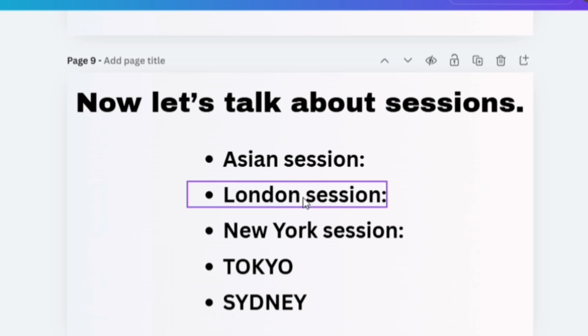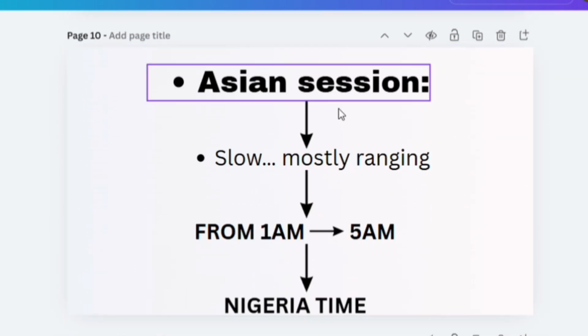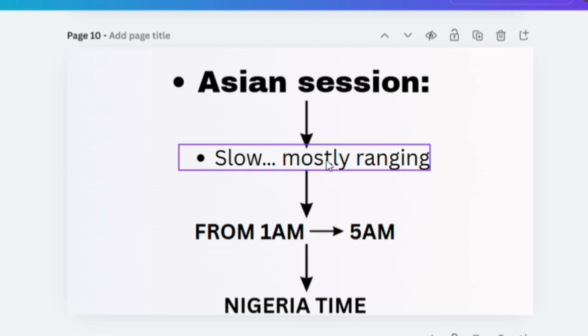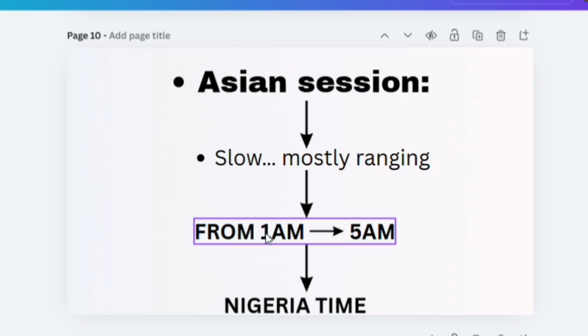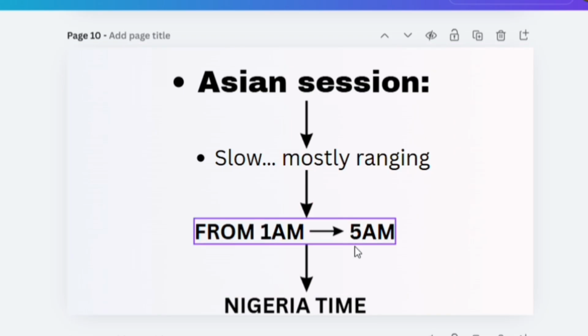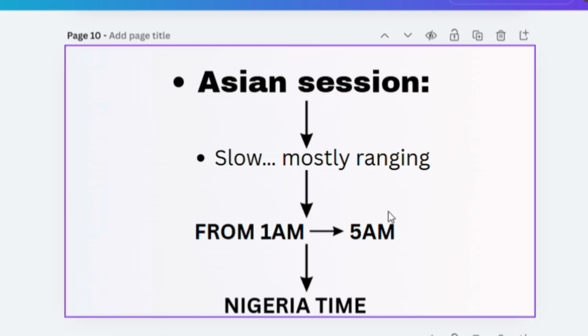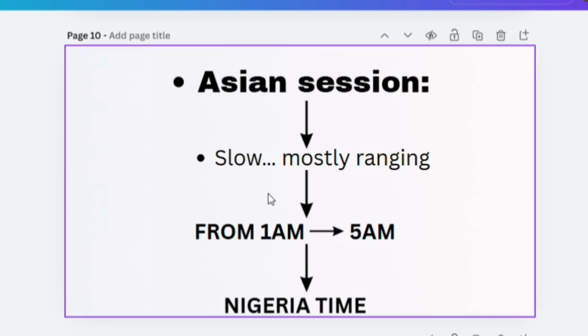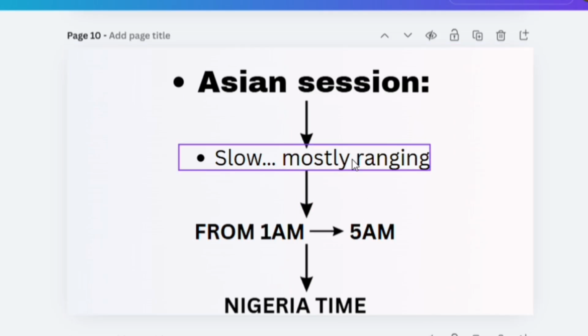Now, the Eastern session, everything that happens in the Eastern session is always slow and mostly ranging. It starts from 1 a.m. Nigeria time, 1 a.m. to 5 a.m. That is when we are already in encounter with the Eastern session. And what I said earlier, it's always slow and ranging. That is why we are using it for our CRT ranging candlestick or London key zone strategy. We are using it for that.